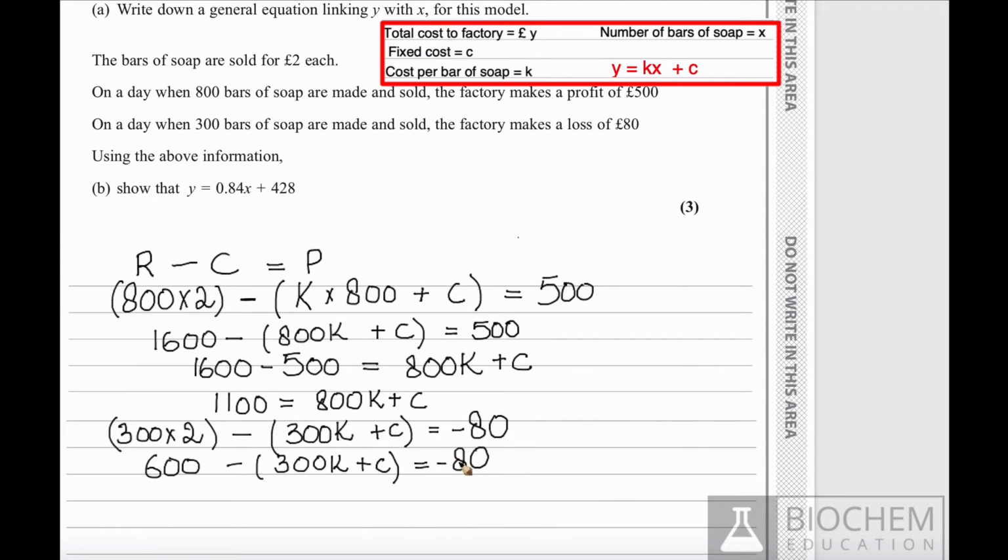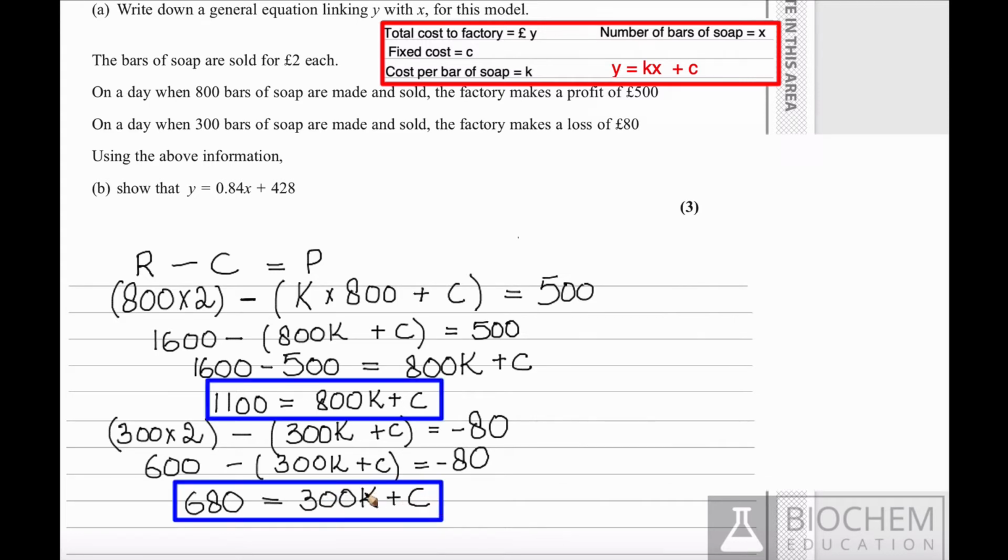Now we can bring negative 80 to the left hand side and this whole bracket with a negative sign to the right. So 600 plus 80 would make it 680 equals, and this going on the other side will become 300k plus c. Now in order to find the value of k and the value of c, these two equations can be solved simultaneously by the process of elimination.